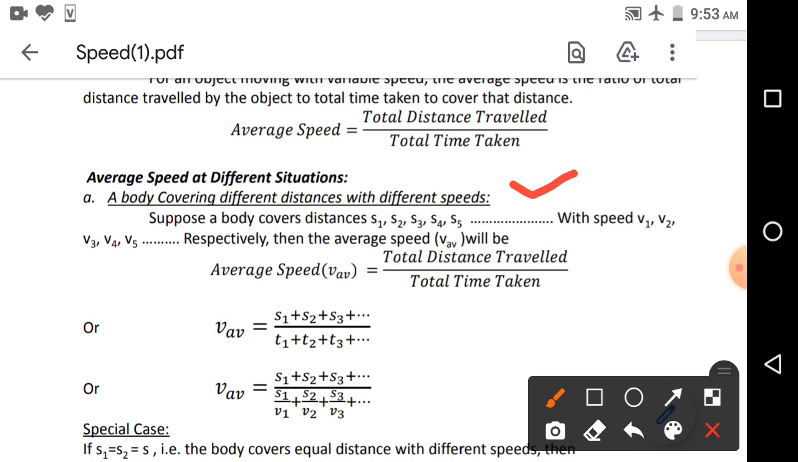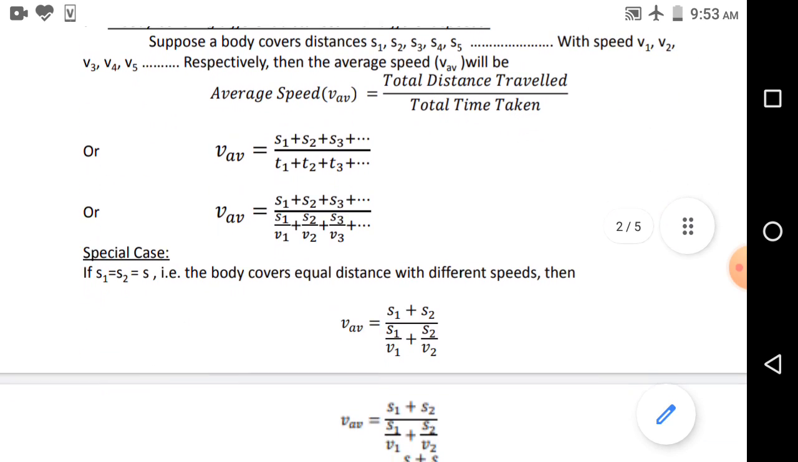Total distance traveled is s1 plus s2 plus s3 plus and so on. Total time taken is t1 plus t2 plus t3 plus and so on. Then v average is s1 plus s2 plus s3 and so on, divided by t1 plus t2 plus t3. So t1 can be written as s1 by v1, plus t2 can be written as s2 by v2, plus t3 can be written as s3 by v3. So v average is s1 plus s2 plus s3 by s1 by v1 plus s2 by v2 plus s3 by v3 plus and so on, continuing up to sn by vn. Okay.